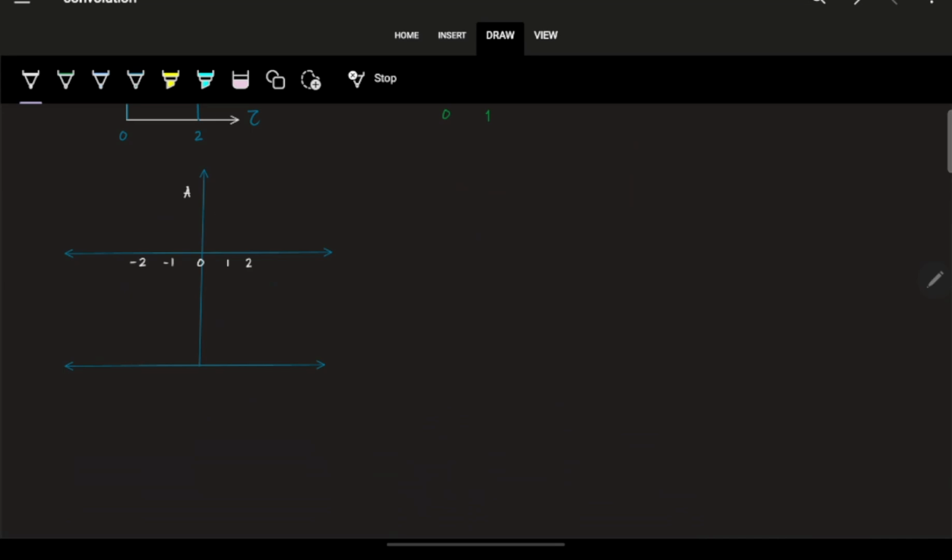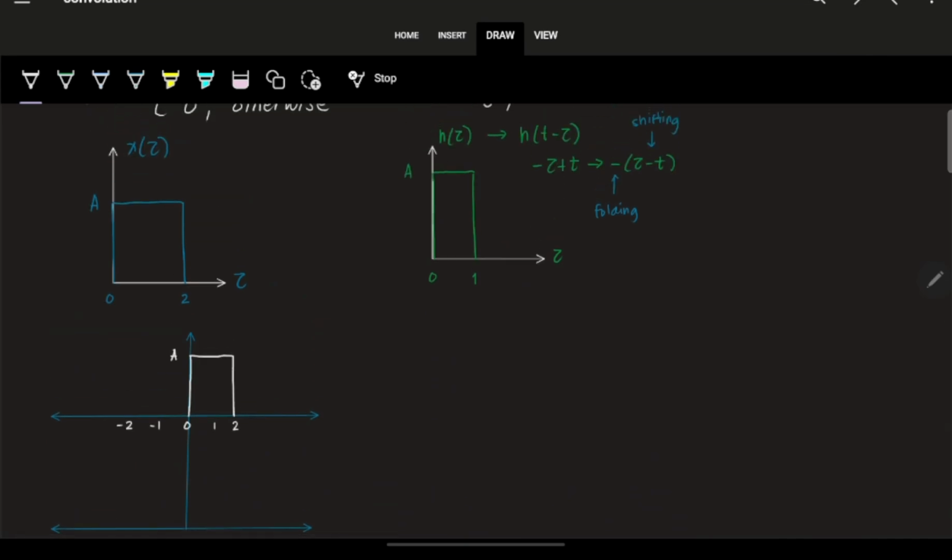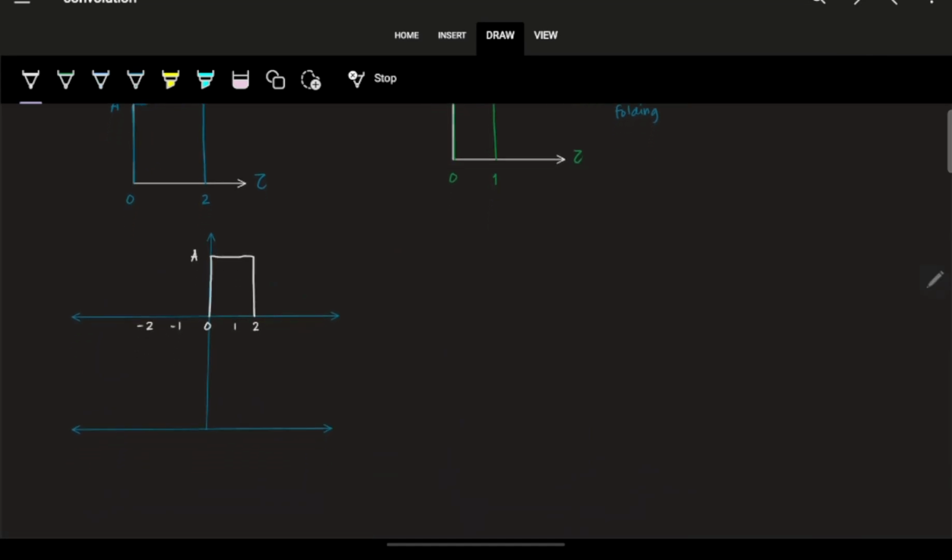Okay, so the original signal x of tau, this is from 0 to 2. So we have this one. Now, let's perform the shifting and the folding. So anong gagawin natin? Let's first select a value of t. Let's say I will be using this dito muna as my t, between 0 and 1.